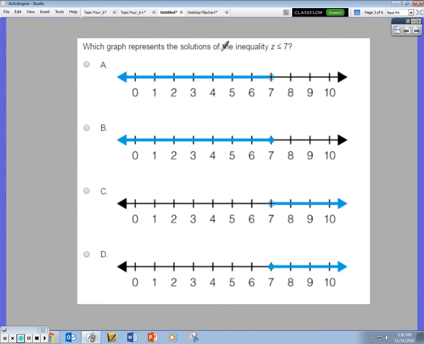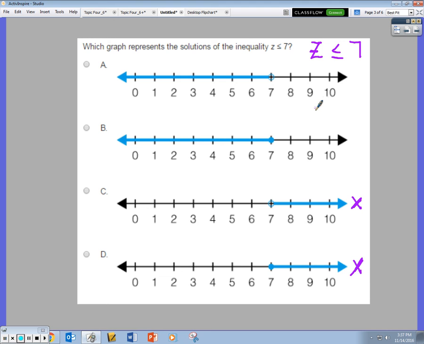Which graph represents the solutions of the inequality Z is less than or equal to 7? So because it's less than, the arrow will be pointing to the left of 7. Well, this could possibly be an answer choice. This could be one. This is not because it's going to the right, saying it's greater than 7. Same with this.